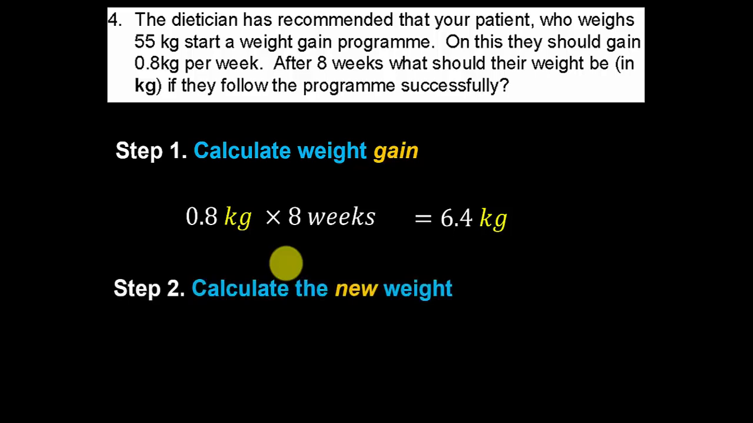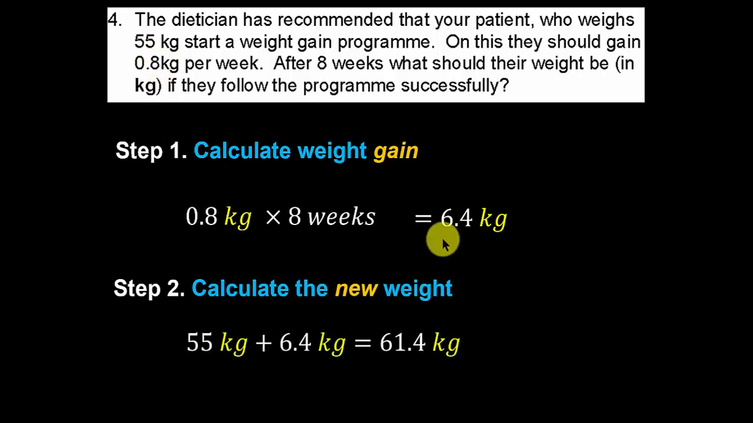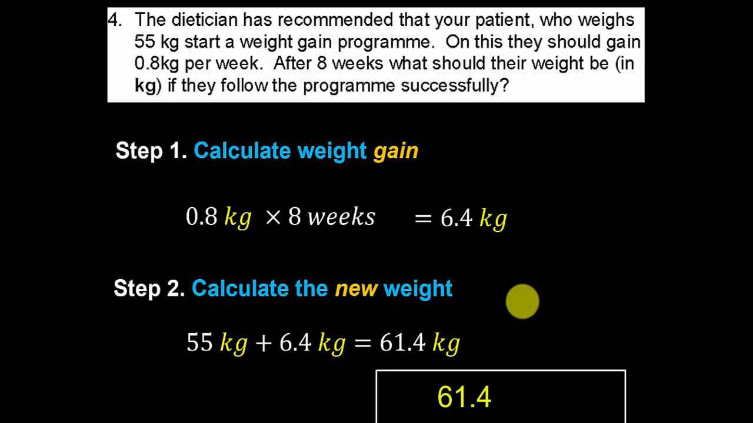Now step 2 will be to work out their new weight. As this was a weight gain, we take their original weight, 55 kilograms, we add the 6.4 kilograms. So 55 plus 6.4 is 61.4 kilograms. So pop that into the answer box and don't forget the units. In each occasion, it's always important to ensure that you don't move on to the next question until the units have been input into the answer.